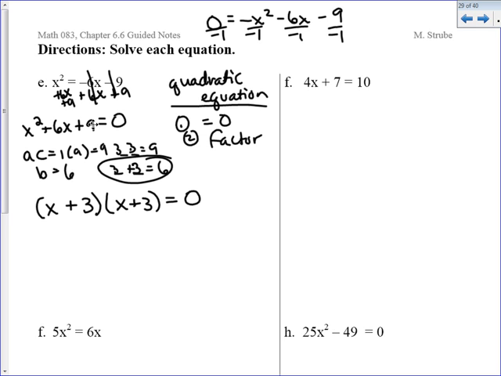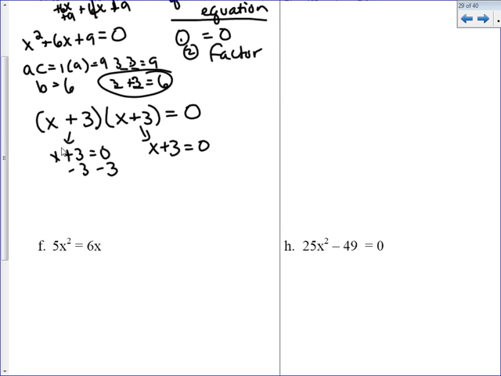So how many factors do I have to set equal to 0 in this problem? 2. So if I set my two factors equal to 0, I have x plus 3 equals 0, and x plus 3 equals 0. What are my solutions? Negative 3 and negative 3. So if you tell me my answer is negative 3 and negative 3, sound like a broken record. So in this case, even though there's two factors with variables, it doesn't give me two different solutions.